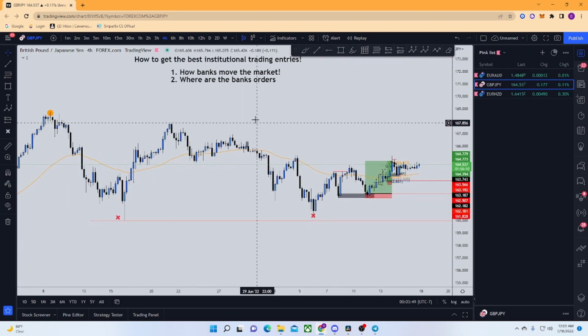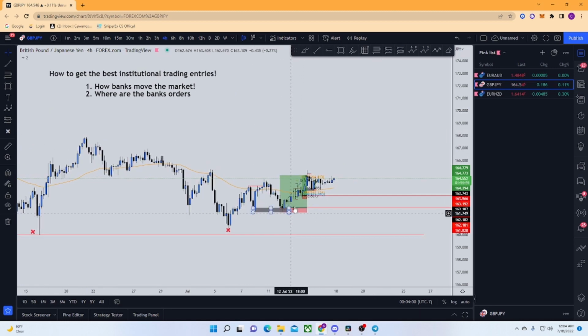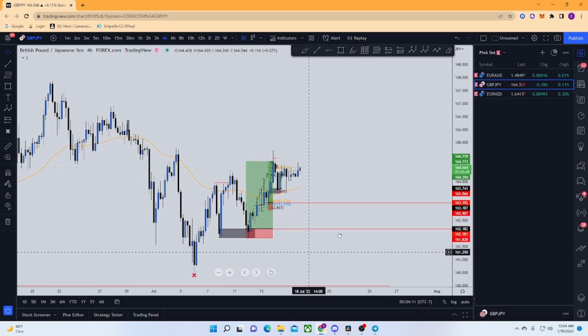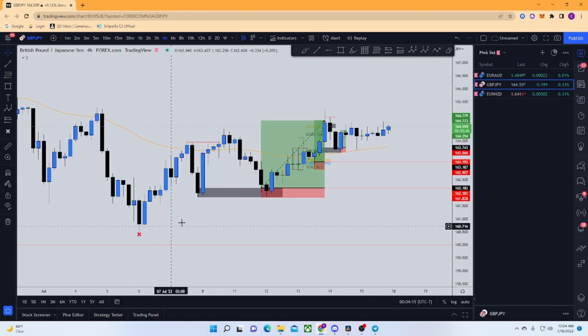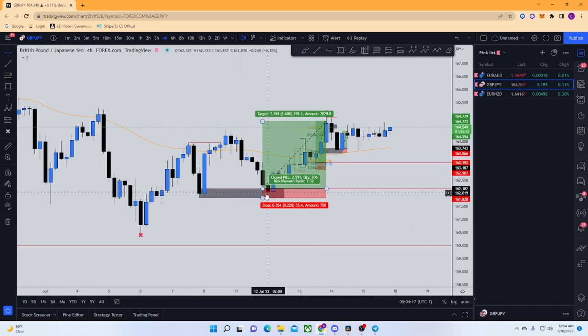Now, secondly, we're going to identify where the banks have their orders. As you can see, I have some trades right here. So we're definitely going to get into these trades, how I identify where these banks' orders are, and how I was able to capitalize on this trade. First things first, we see that we have established one point of trend, two point of trend. This was that third point of trend.